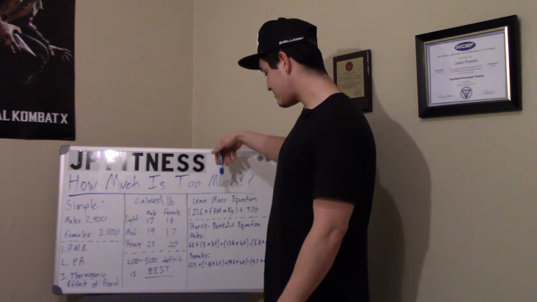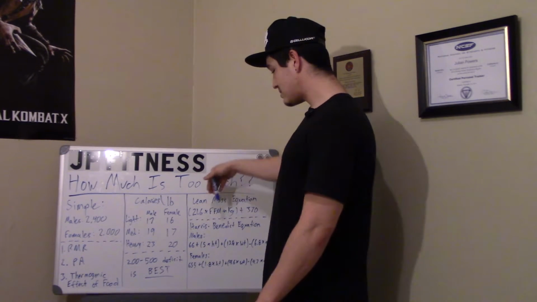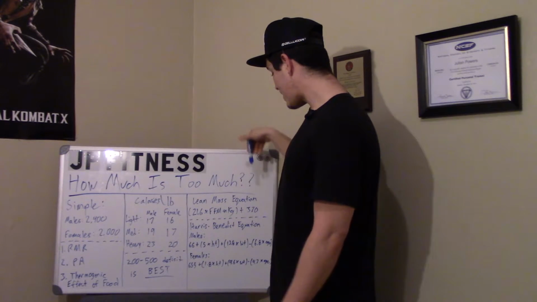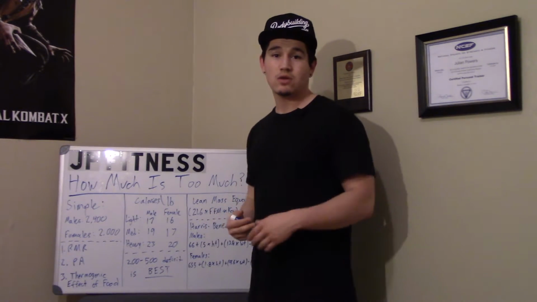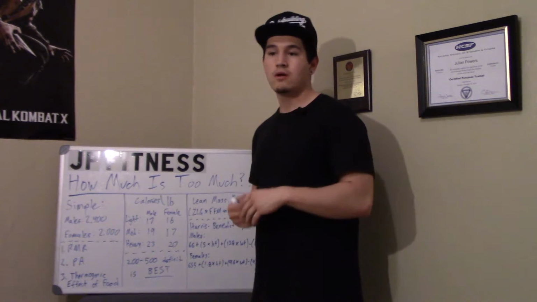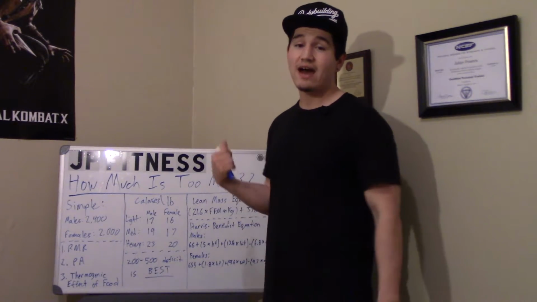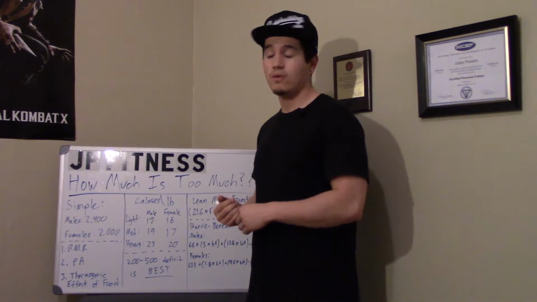It's 21.6 times fat-free mass in kilograms, and that's in parentheses. Do that first. Then you add 370. That's your resting metabolic rate for whoever uses that equation. Again, you got to add on your physical activity. You can get that at another website.